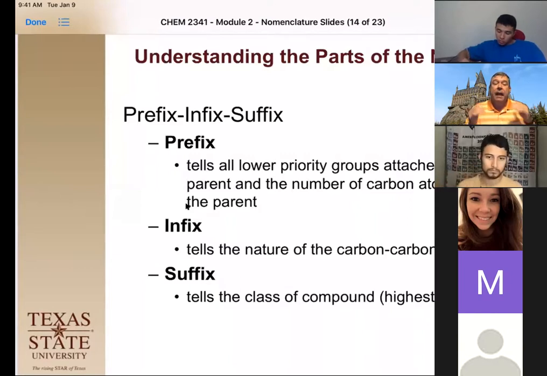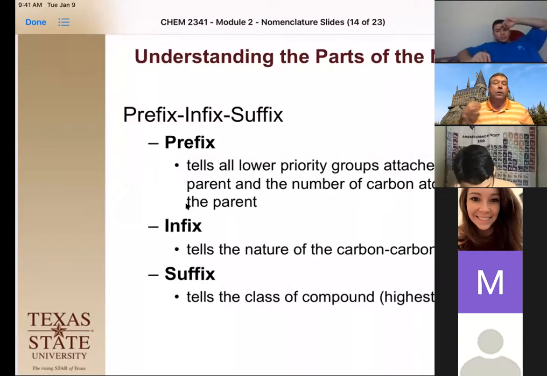Then the last part of the name, the thing tacked onto the end, tells us the class of compound, or basically the functional group. And the way we tell which is the functional group is by its priority of precedence. Some things are more important because of their reactivity or their structure, and some things are less important. So we take the highest or most important functional group and make that the name of the compound, and everything else goes in the prefix. All the other groups are in the prefix, okay?